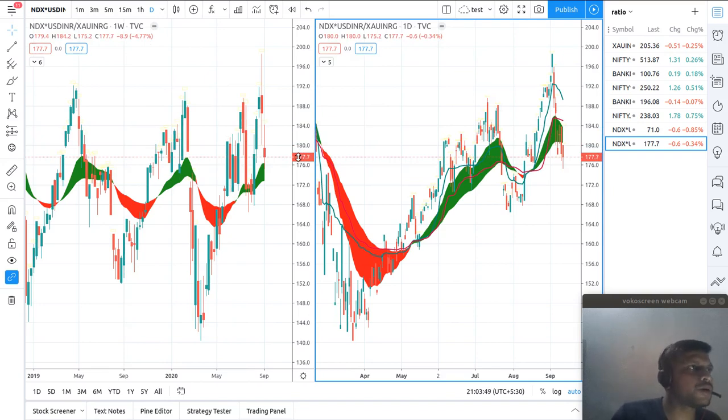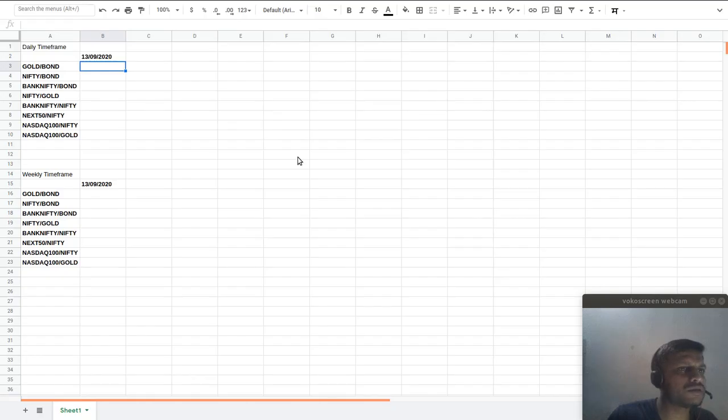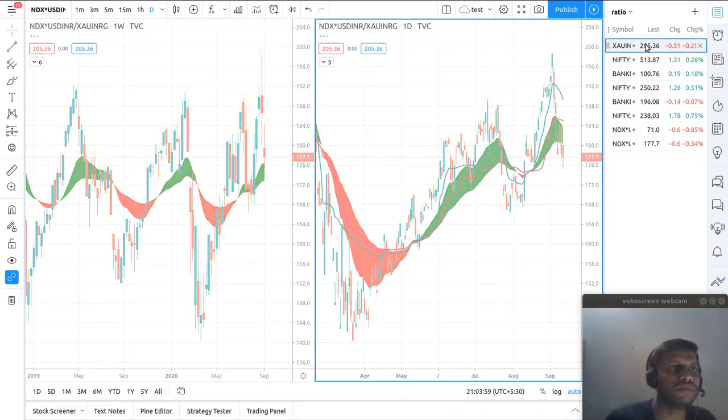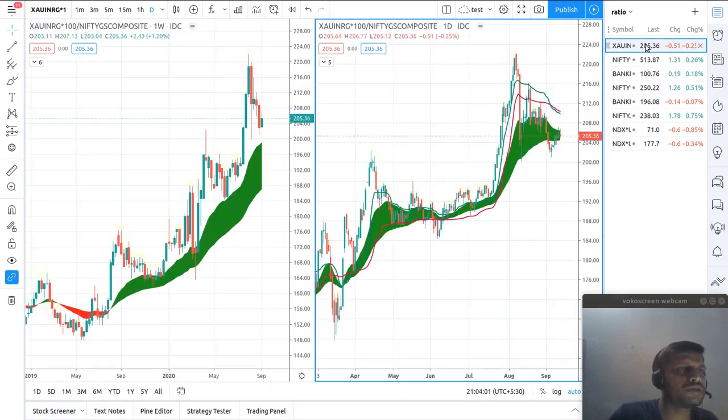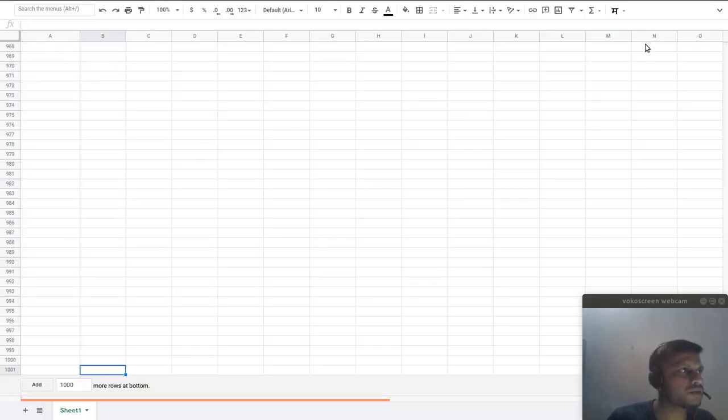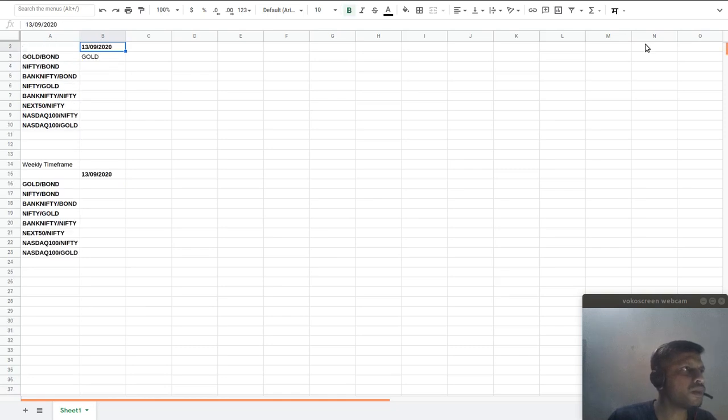Okay, so apart from this, what I've done is I've made an Excel sheet to keep track of what is going on in both the time frames. So I'll just make a note of this. In this Nifty, in both of them, gold is in a buy mode. So let's mention gold over here. And similarly, let's also mention gold over here.